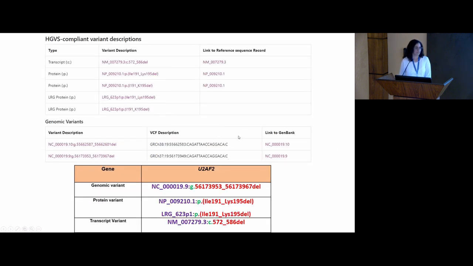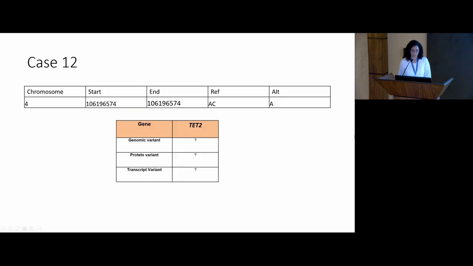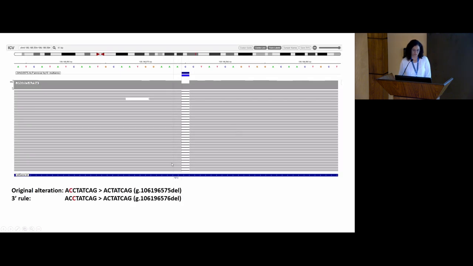And when we look at variant validator, we are getting the same results. And I'll be discussing this last case by me. This is a frame shift deletion where a single nucleotide C is deleted in the TET2 gene. We'll quickly go through it.